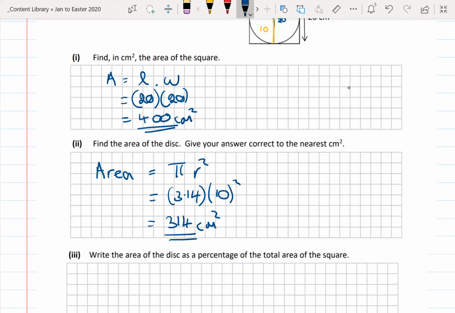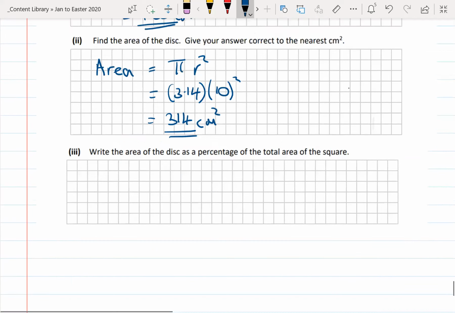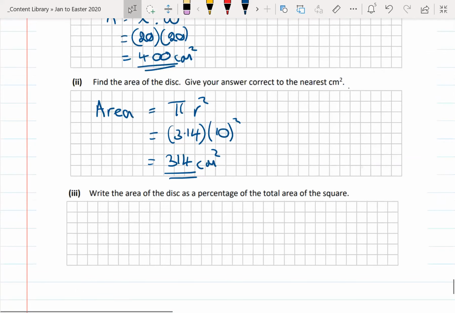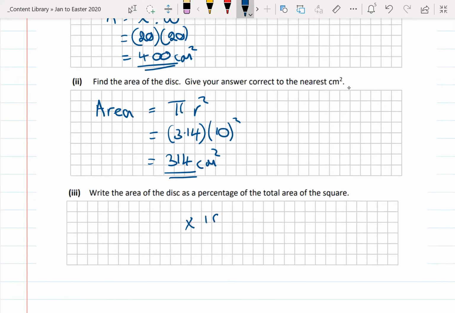Write the area of the disk as a percentage of the total area of the square. To write anything as a percentage, you're going to have to multiply some fraction by 100. So the area of the disk, which is 314, goes on top, as a percentage of the total area of the square, which was 400. Then on your calculator, you work that out: 314 over 400 multiplied by 100. And that gives us 78.5%.